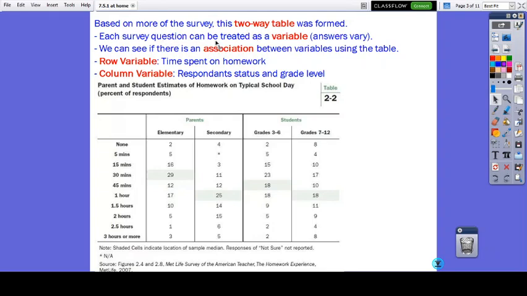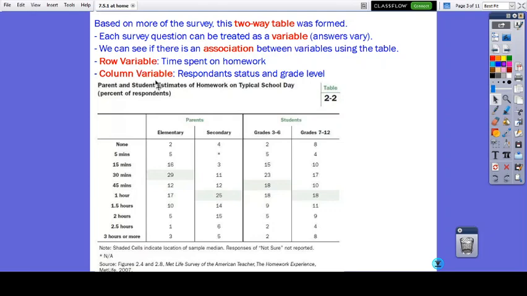Each survey question can be treated as a variable where answers vary. So you were asked how much time, and you were asked if you're a parent or a student of an elementary or a secondary level student. So answers vary. We can see if there's an association between variables using the table. So we could look at something like, for the number of people that say none for parents, is it similar to the number of people that say three or more hours for parents? There are lots of things you can look at, association wise.